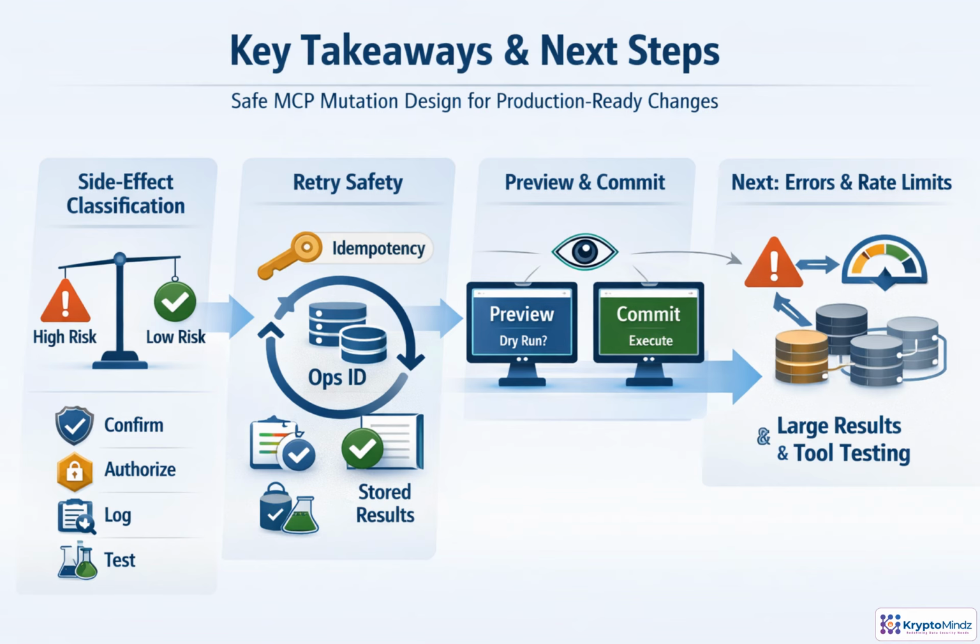The core pattern is simple: classify the risk of every mutation, then apply controls that match the impact. Make retries safe with idempotency keys, operation IDs, and stored results. For high-risk changes, separate preview or dry run from commit. Next, we'll build on this with errors, retries, rate limits, back pressure, large results, and testing.